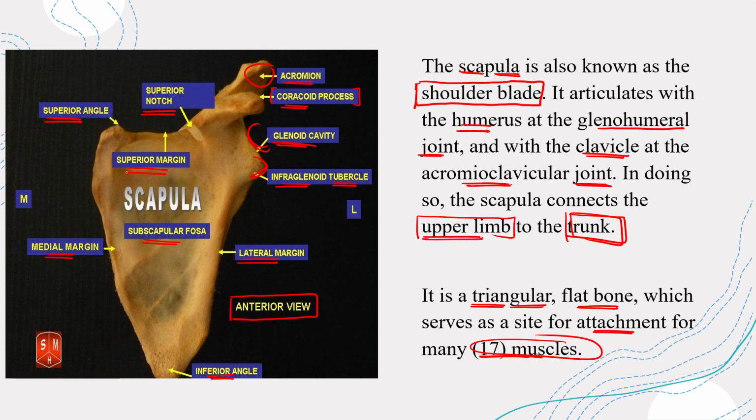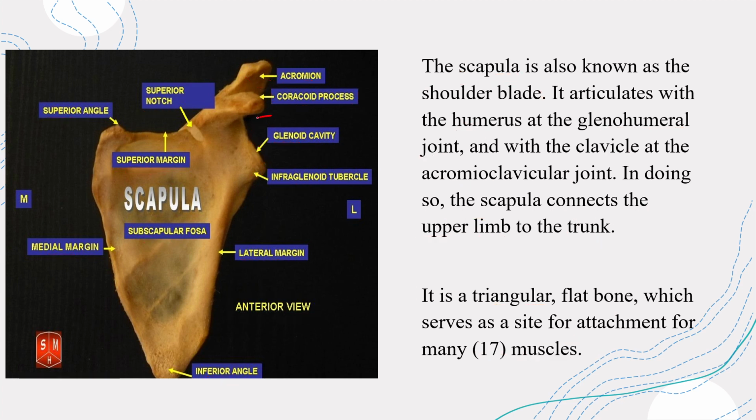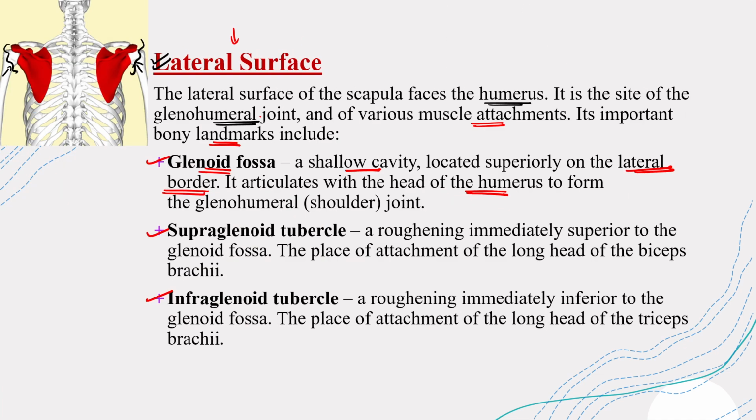Here the head of the humerus gets attached, and this is your glenoid cavity. It is a shallow cavity which connects with your humerus head, and that makes your shoulder joint, which is the glenohumeral joint.